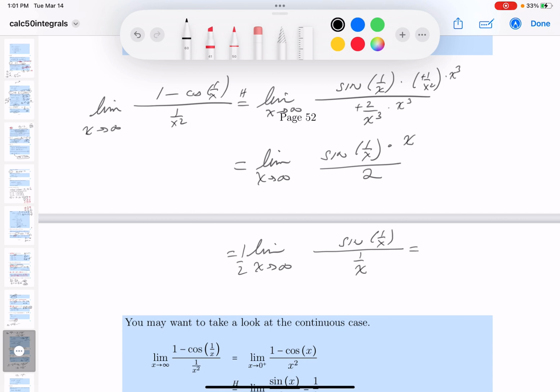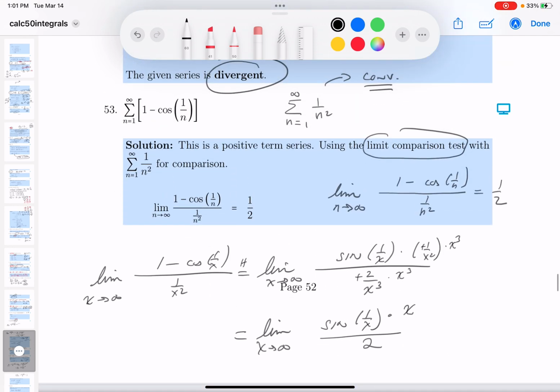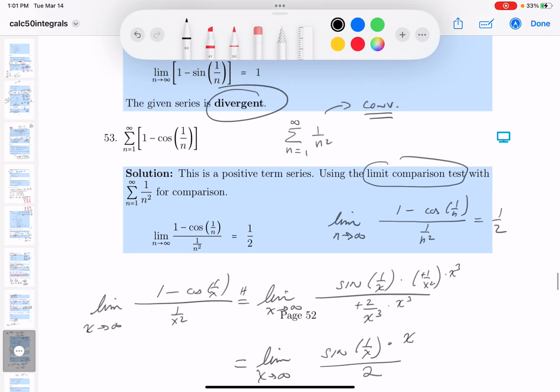Well, lo and behold, I guess we've been doing this so often that we know that limit's going to be 1, so the limit's going to be 1/2. So let's go back up here. What do I know about this over here? It's 1/2. Again, after all that work, you may forget why you've done that. This is convergent. Limit comparison test. We found a finite number over here. This is also convergent. And we're done.